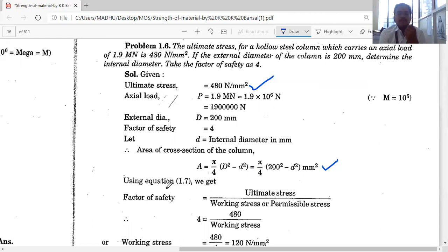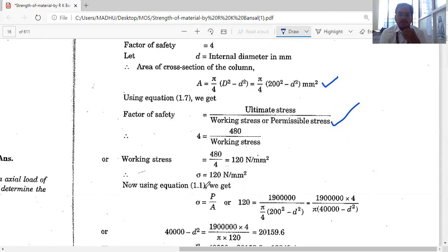Next we should determine the permissible stress, because ultimate stress is given and factor of safety is given. 4 is equal to 480 by working stress. So working stress is equal to 480 by 4, so it is 120 newton per mm square. So stress is equal to 120 newton per mm square. It is force per area.